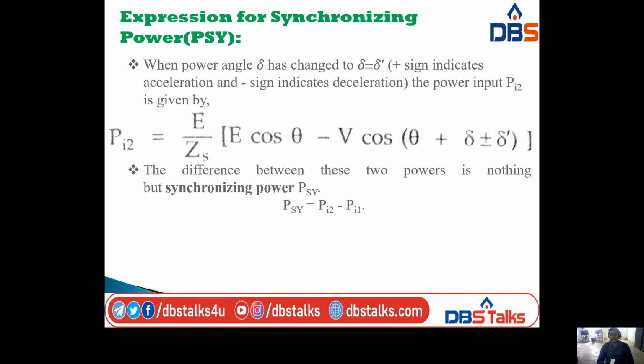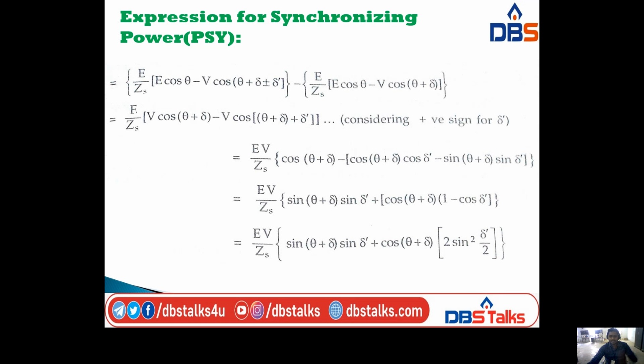At that time the power input Pi2 is given by Pi2 = E/Zs (E cos theta - V cos(theta + delta plus or minus delta dash)). The difference between these two powers is the synchronizing power Psy, that is Psy = Pi2 - Pi1, power input 2 minus power input 1. So Psy = E/Zs (E cos theta - V cos(theta + delta plus or minus delta dash)) - E/Zs (E cos theta - V cos(theta + delta)). Next we will simplify this.